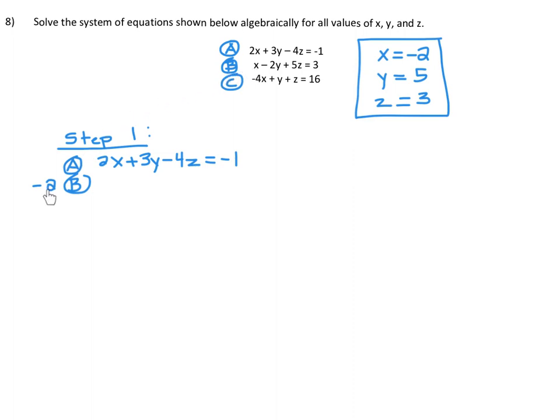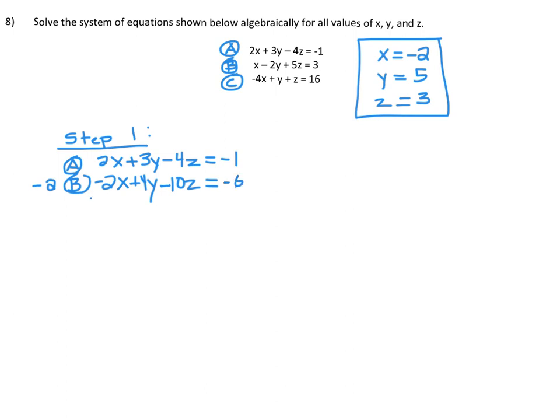But remember to distribute to everything, just like you would if this was in parentheses with the -2 in front. All right, so -2 times x is -2x. -2 times -2 is +4, so we have +4y. -2 times +5 is -10, so we have -10z. And then finally, -2 times 3 is -6.